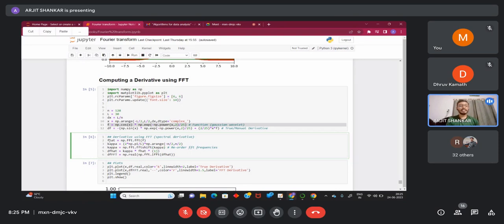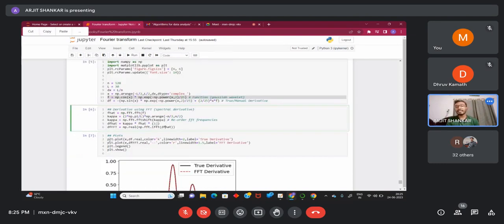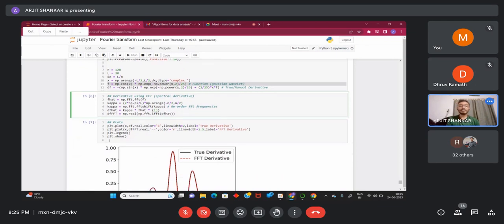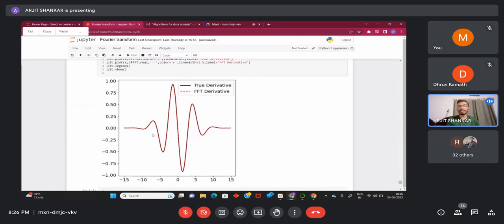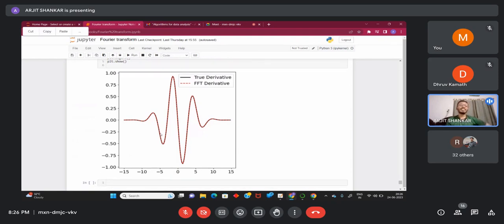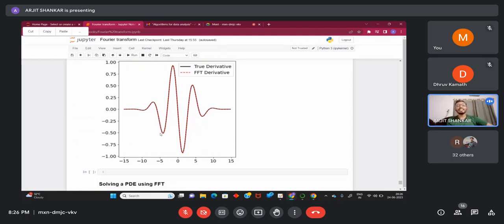And then I'll take the inverse Fourier transform. The fast Fourier transform is np.fft.fft, and the inverse Fourier transform is np.fft.ifft. That's it. So that's what I've calculated. I should technically get my original derivative, right? So here you can see the black one is the true derivative and the red dotted one is the fast Fourier transform derivative. Exactly, it's matching. So that is really good, that you can use the FFT algorithm to easily calculate the derivative of a function.